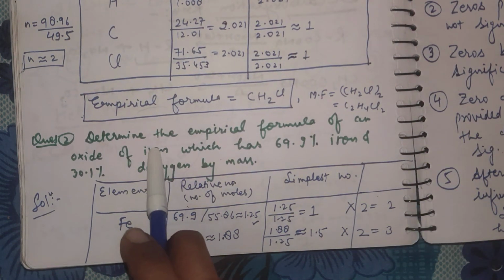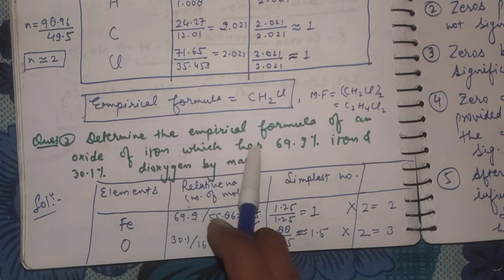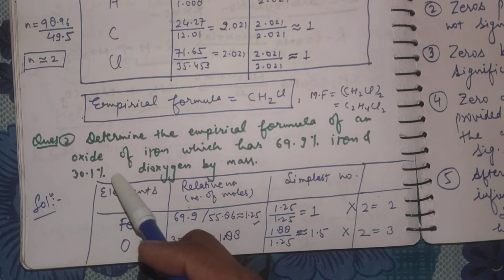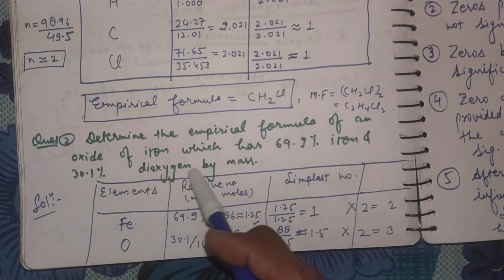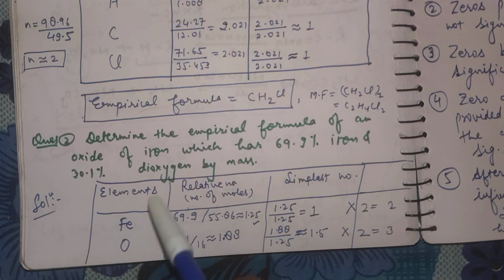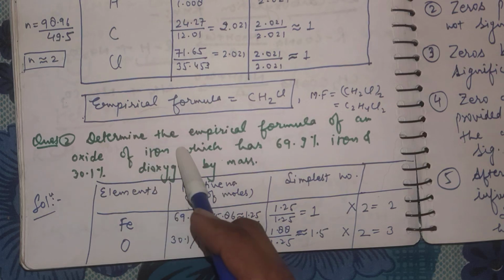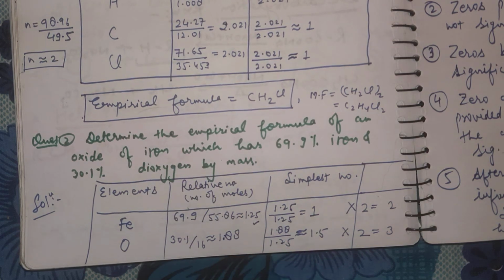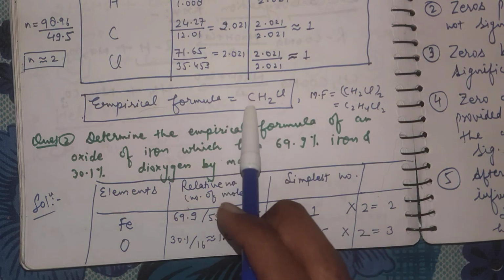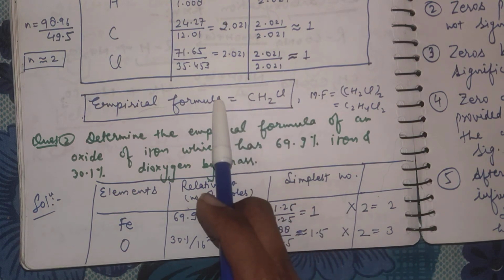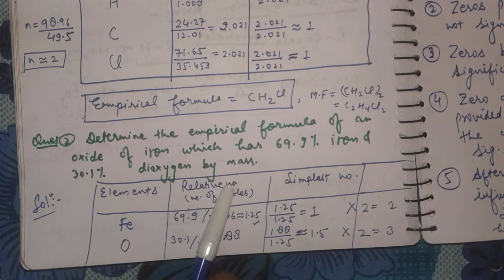In a similar way, determine the empirical formula of an oxide of iron which has 69.9% iron and 30.1% dioxygen by mass. Here, one point to be remembered is that if a compound is in ionic form, like here iron and oxygen, both are in ionic form, then the empirical and molecular formula are the same. And if the compound is non-polar, like an organic compound, it can have two values, an empirical formula and a molecular formula.